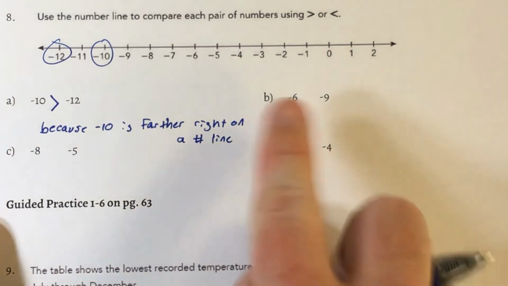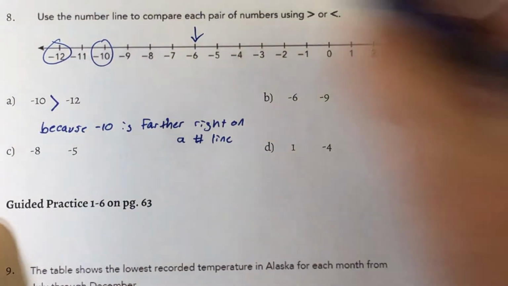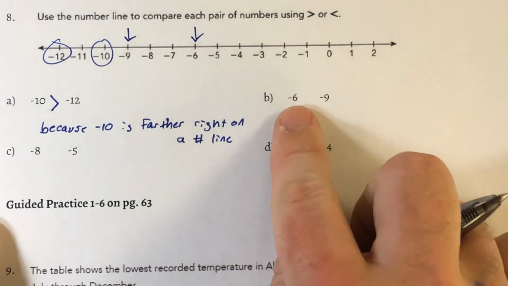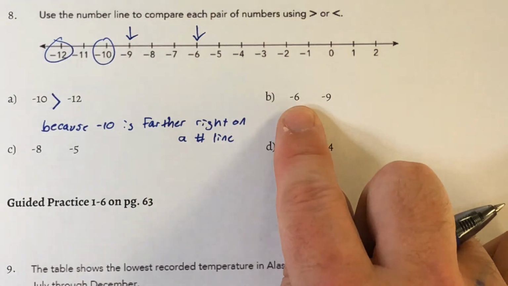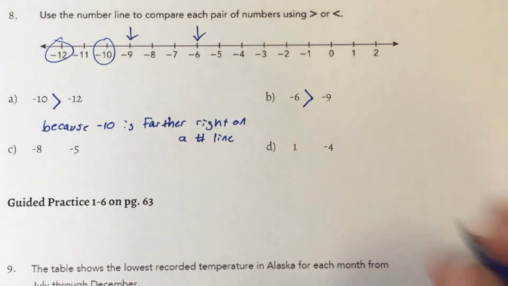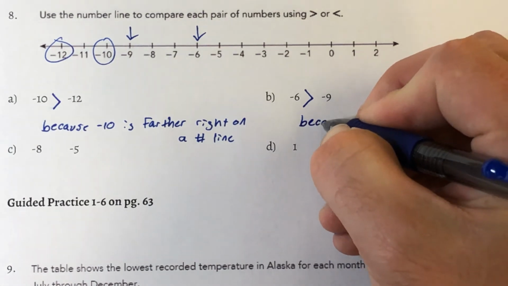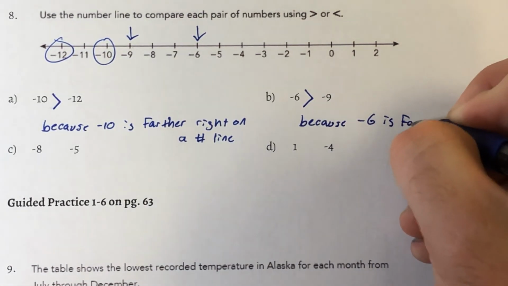Okay, our next example, negative 6 and negative 9. Negative 6 is right there. Negative 9 is right there. So negative 6 is farther to the right. So that means negative 6 is larger or greater than. Why? Again, because negative 6 is farther to the right.